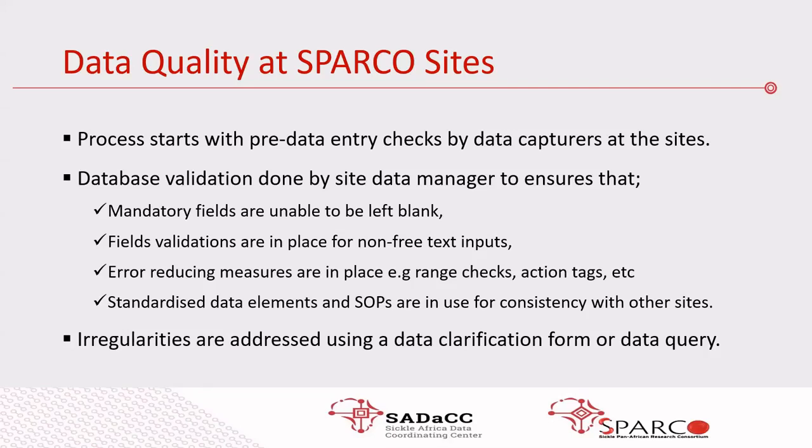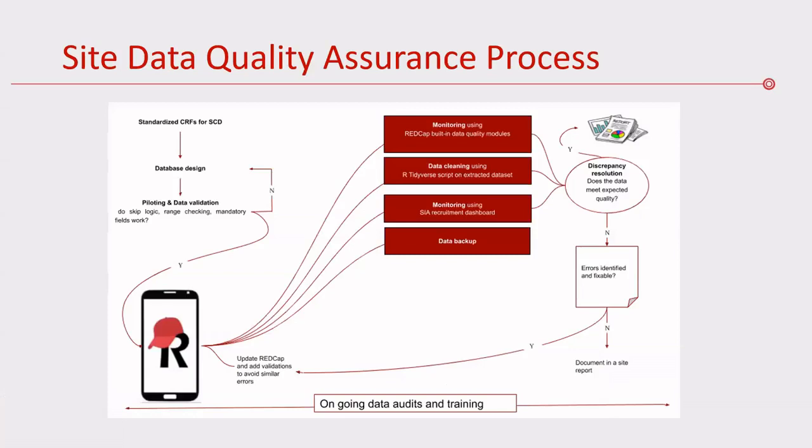In case there are any irregularities within the site database, these have to be addressed using a data clarification form for the case of a paper CRF, or a data query over REDCap. Further, the site data quality assurance processes are summarized in this figure. This figure shows a summary of the system to ensure that data quality is maintained at the sites.